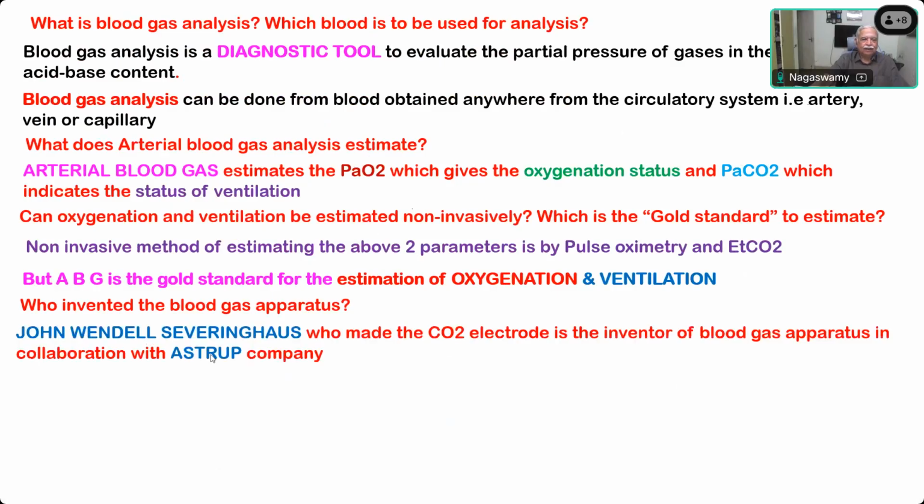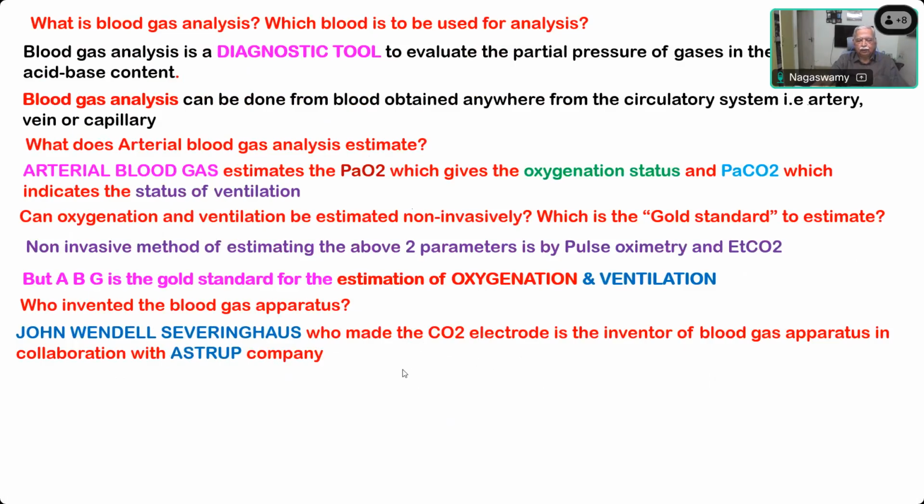Okay. John Wendell Severinghaus, who made the CO2 electrode, is the inventor of the blood gas apparatus in collaboration with a company, a Danish company called Astrup. Originally, when the blood gas machine came to Stanley, when we were working there, the first blood gas machine in the government setup was available only in Stanley in the anesthesia department. In 1983, my chief got this instrument. Because the company which manufactured this was called Astrup, we used to call this the Astrup machine only. We never used to call it a blood gas machine. So Astrup became synonymous with blood gas. And it was John Wendell Severinghaus. So we have a Severinghaus electrode which helps to estimate the CO2 level.